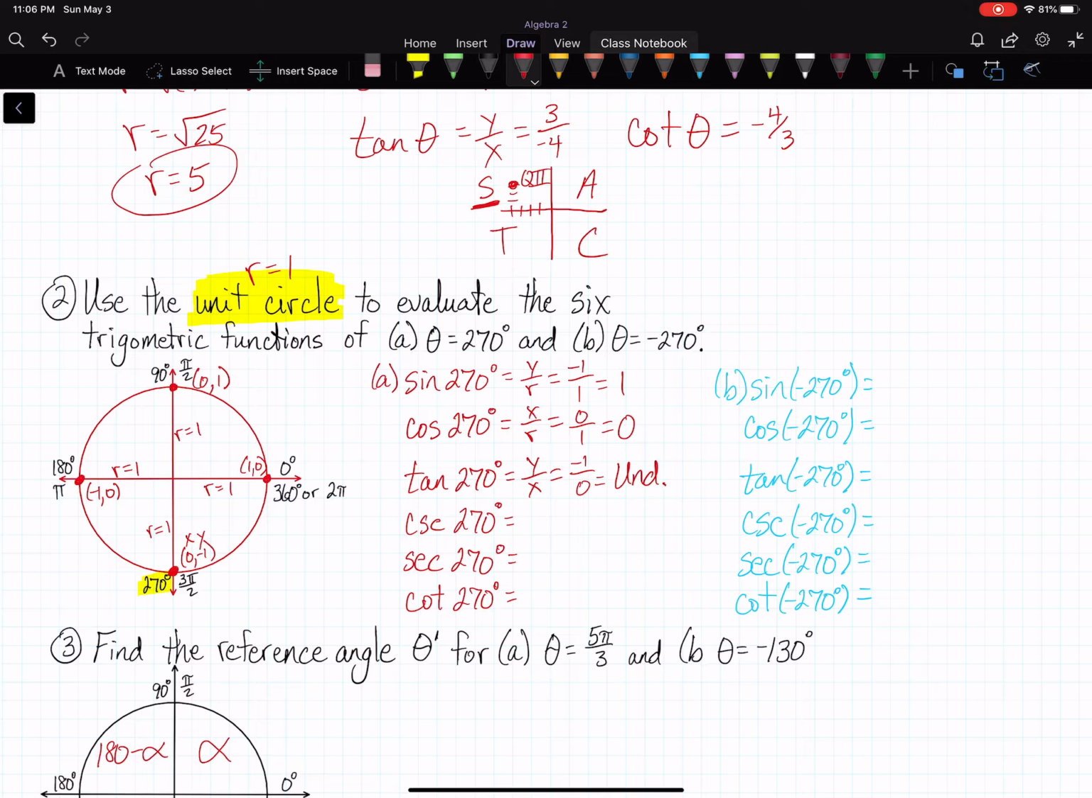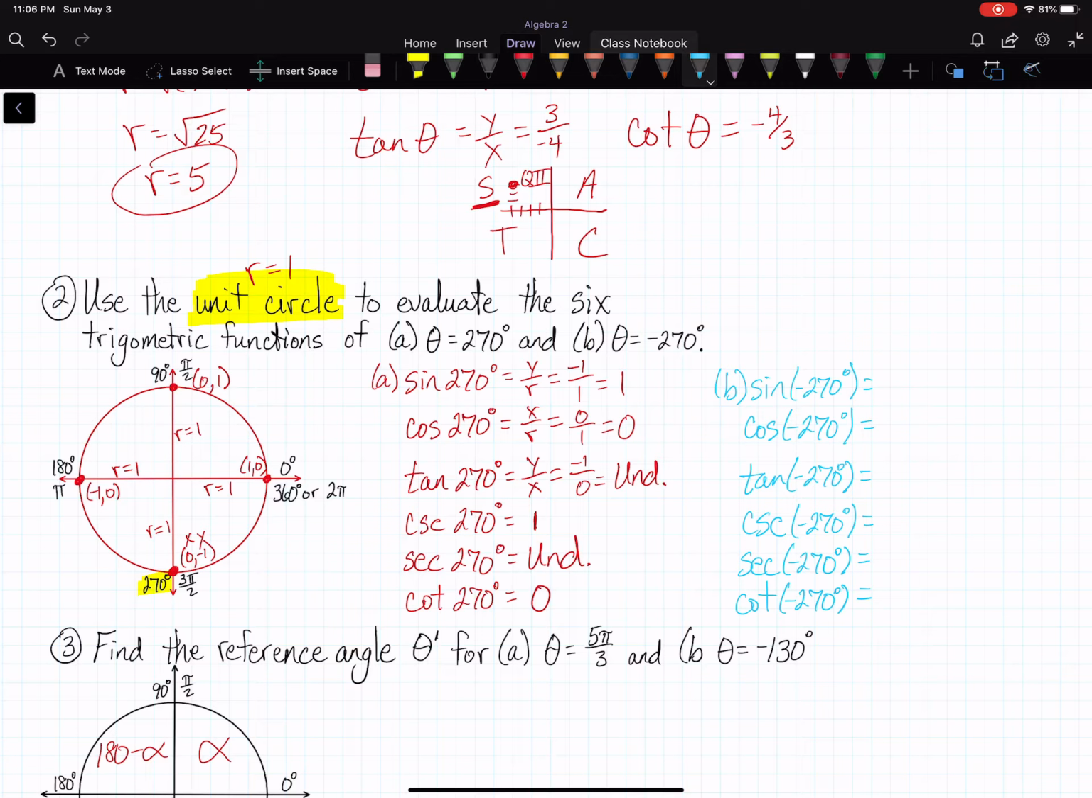And then you flip those to get the reciprocals. So 1 flipped is 1, secant, or cosine flipped, is 0. If you flip 0, you get undefined, because it puts 0 on the bottom. Undefined flipped would be 0, because if you flip undefined, you put 0 on top.